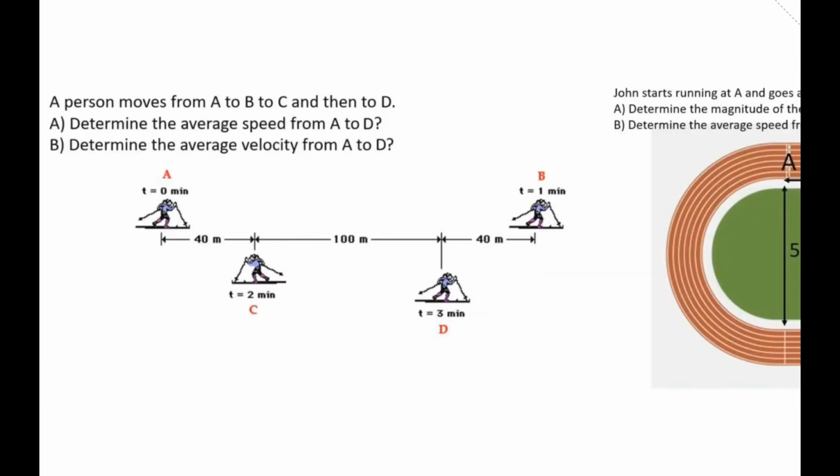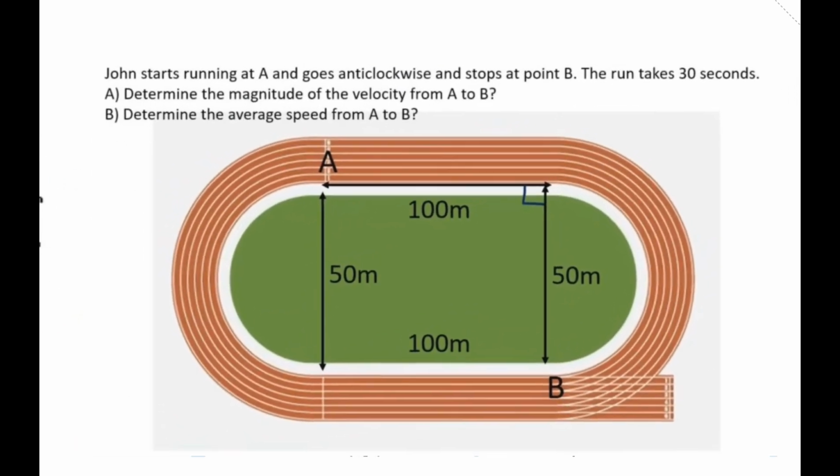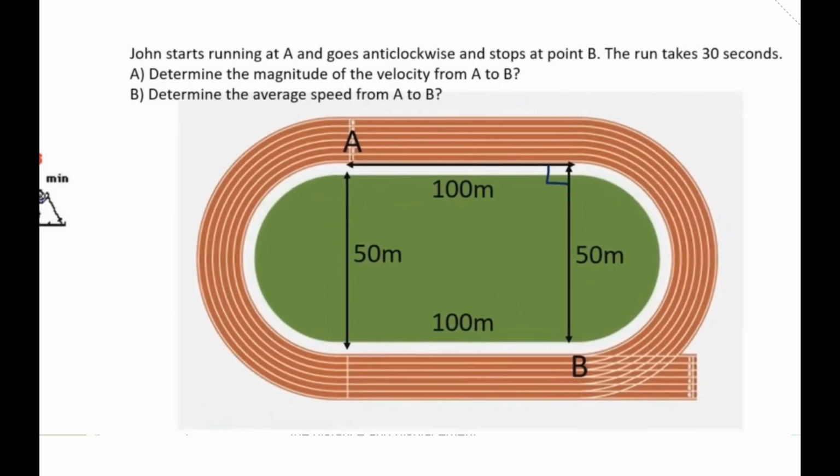We were calculating average speed and average velocity. As you can see, we'll get another example, which I'm not going to do with you, but you can do for yourself. John starts running at A and goes anti-clockwise and stops at B. You can see John there is running inside this field. It looks like a soccer field. The run takes 30 seconds. Determine the magnitude of the velocity from A to B.